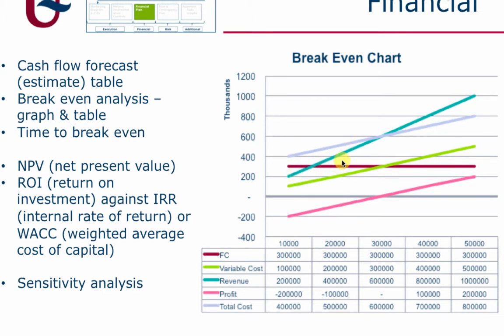So as soon as it crosses total cost, that means total revenue and total cost are equal, and that is when profit is 0, and that's when there's a break-even point. Other things that you can utilize is the cash flow of the business, and that is basically this table here, a more detailed cash flow. You do a break-even analysis and table. You can also calculate the time to break even.